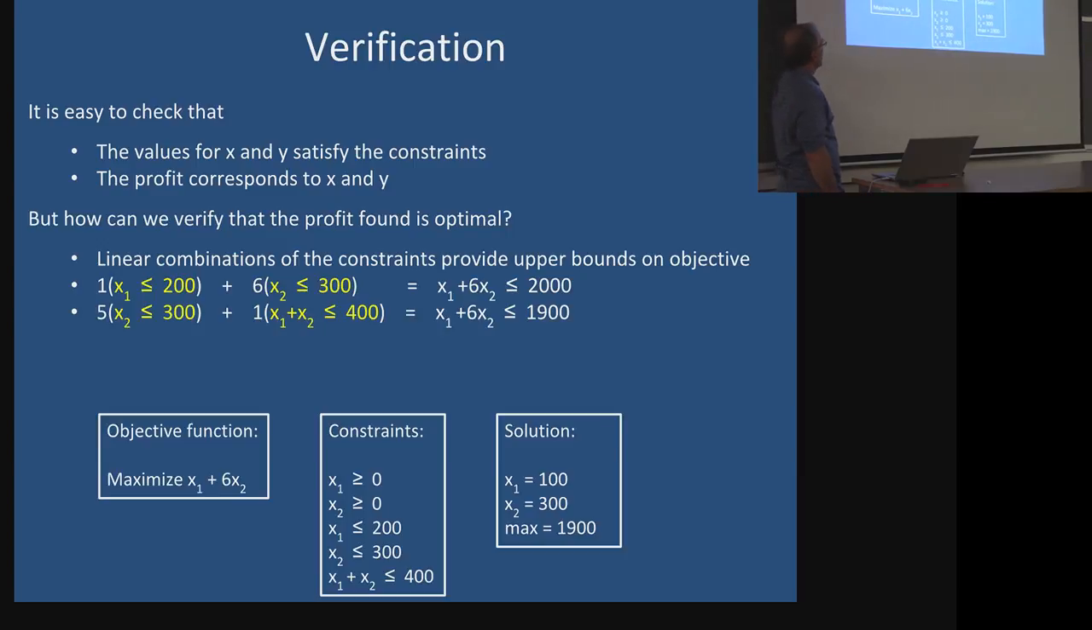So since we know that x2 has to be less than or equal to 300 and x1 plus x2 is less than or equal to 400, if you just multiply through, add left-hand sides and right-hand sides, you get this. And what does that tell you? Joe? Shouldn't that be 500? x1 plus x2 is less than or equal to 500? No, 400. Oh, okay, I didn't see that.